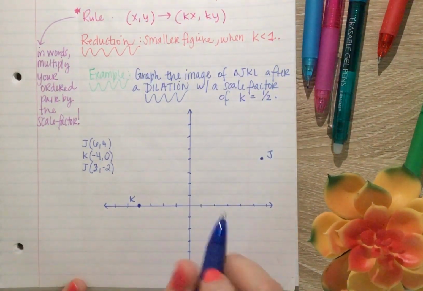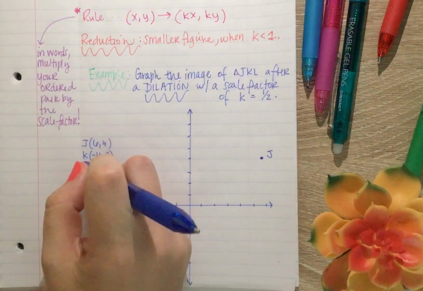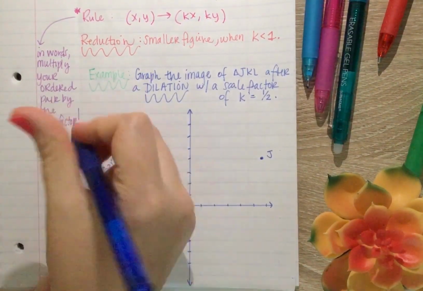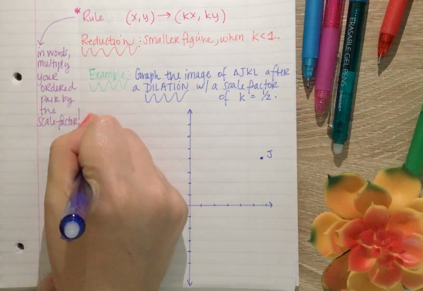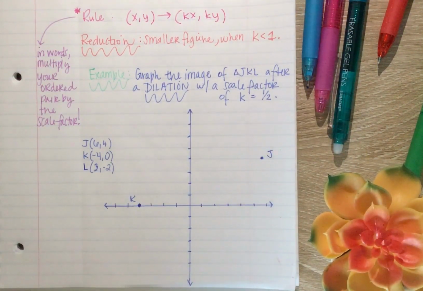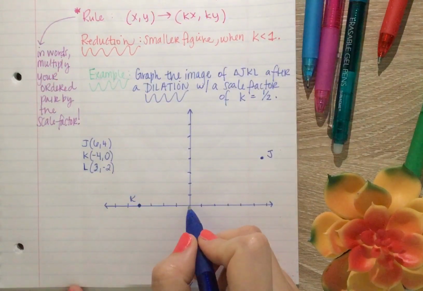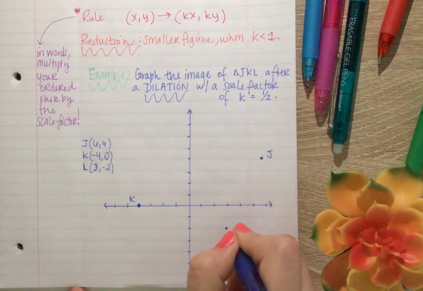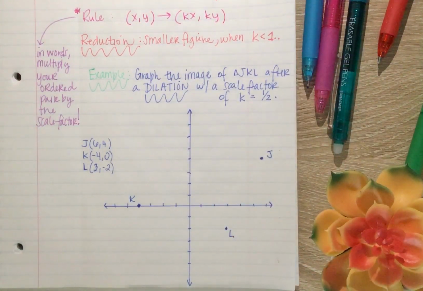The next one is, oops, do I have two J's? That's weird. That was intentional. Usually at this point one of you says, hey Ms. Z, why do you have two J's there? So I changed that for you. There we have L, (3, -2). Start at the origin, go 1, 2, 3, down 2. Here's L.